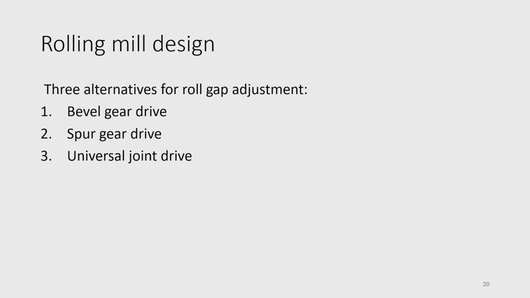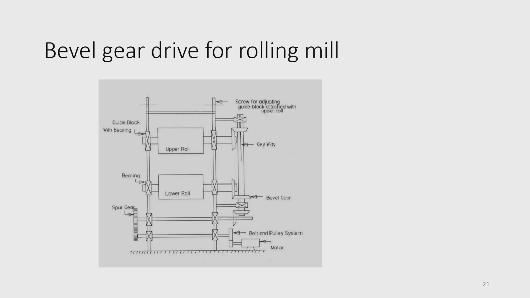But let us see the example about rolling mill design and how you take some decision based on some decision table. Okay. It is something we often call a priority decision table. Okay. So, I am giving one example of conceptual design. Suppose we have to design a rolling mill, and there are three alternatives for roll gap adjustment. One uses bevel gear, another is spur gear, and the third one uses a universal joint drive.